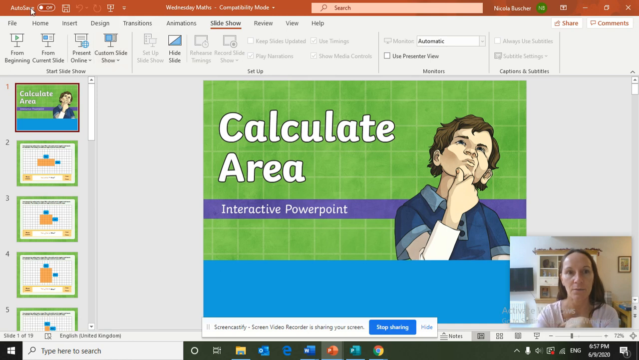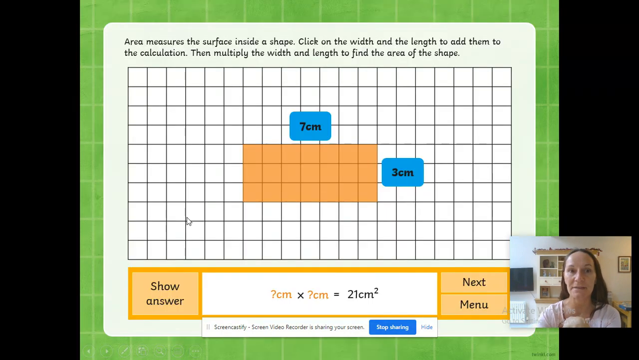Today's maths lesson, we're going to be reviewing how to calculate area, and then we will move on to how to calculate perimeter. So let's just remind ourselves of what area actually is. Well, area is the amount of space inside the shape.